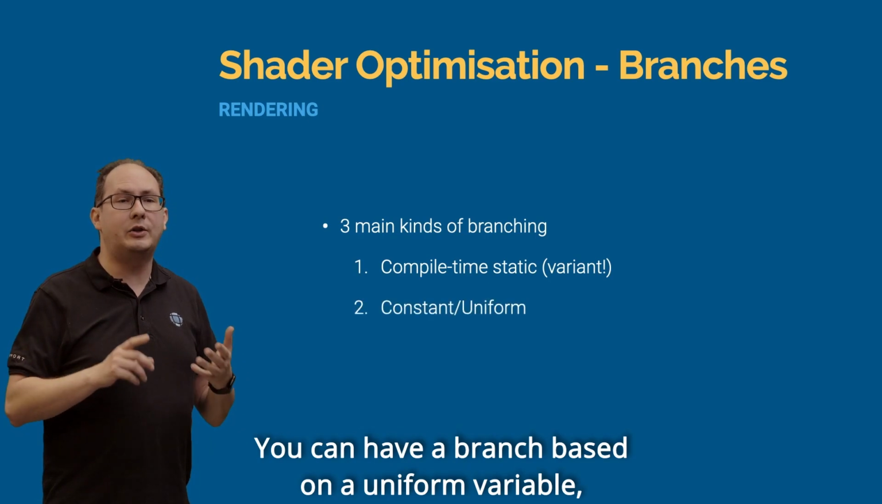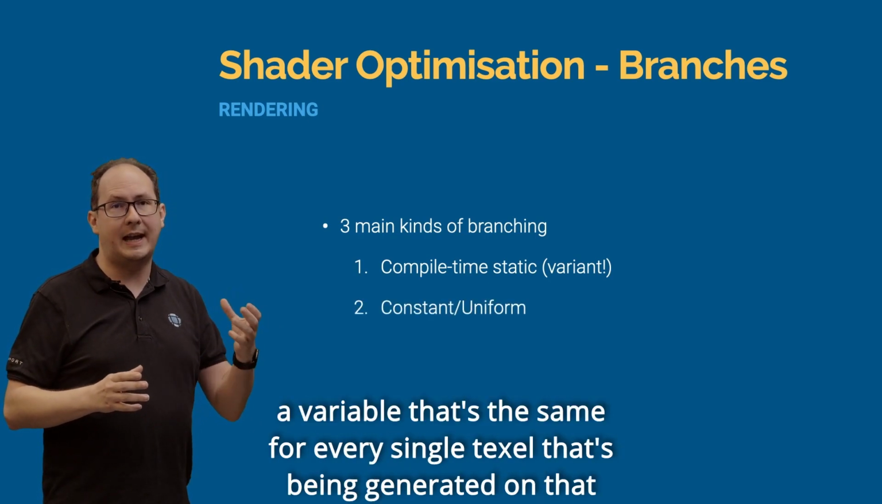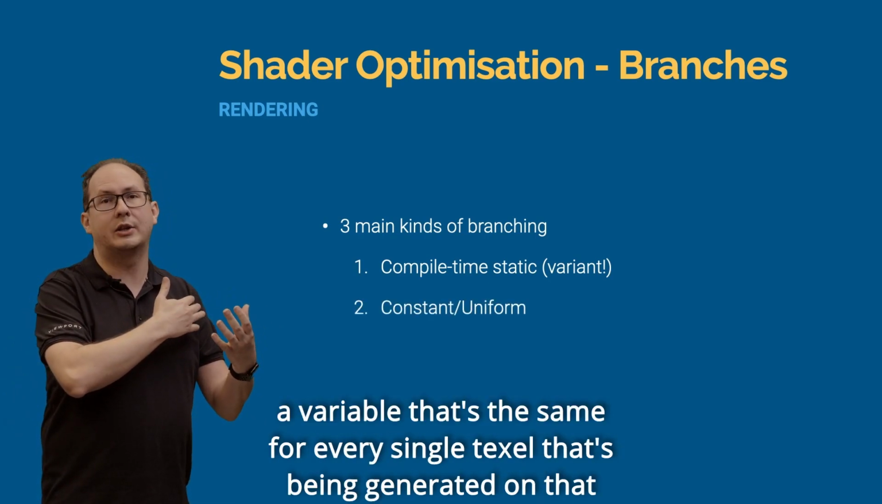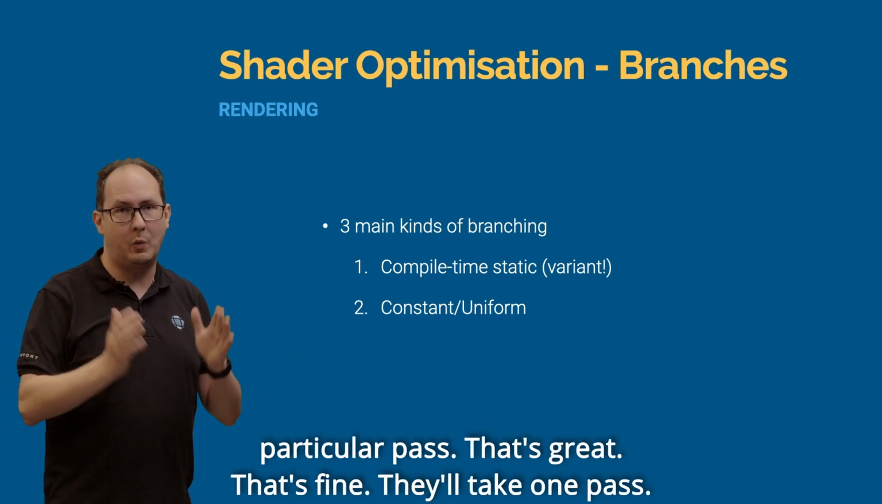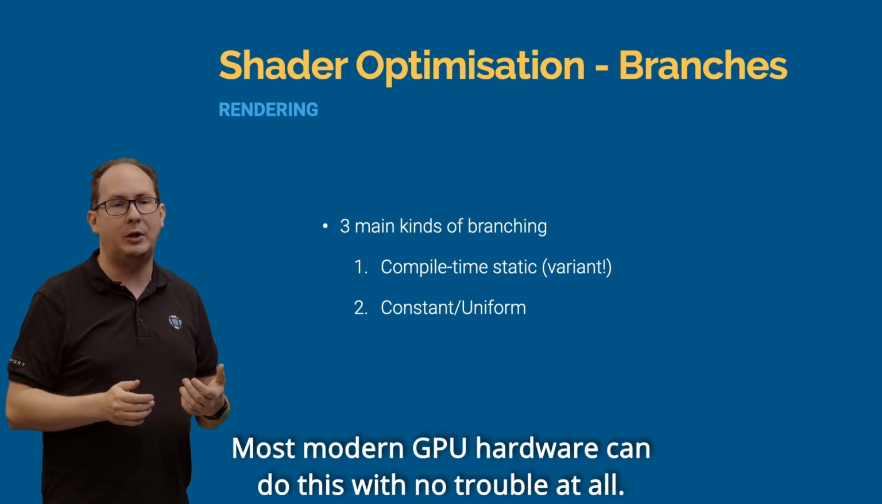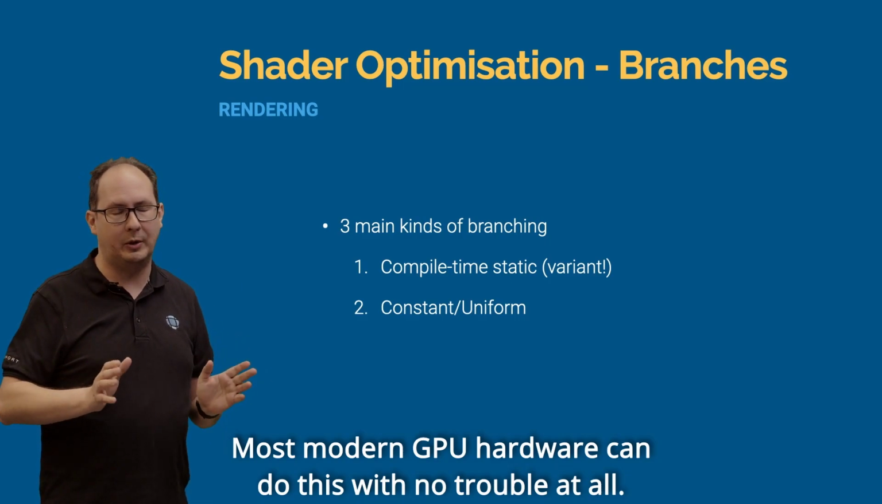You can have a branch based on a uniform variable, a variable that's the same for every single texel that's being generated on that particular pass. That's great, that's fine. They'll take one pass, and most modern GPU hardware can do this with no trouble at all.